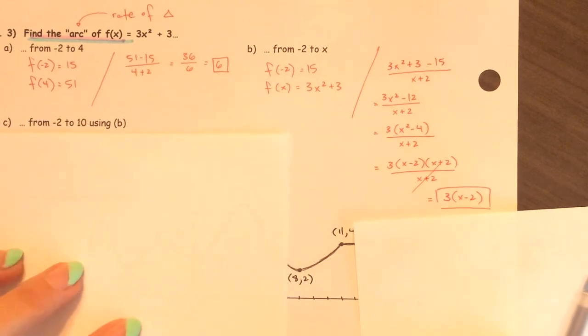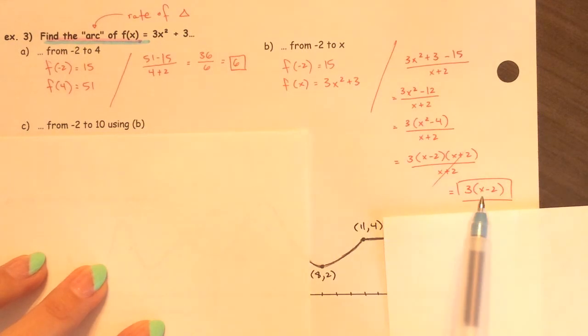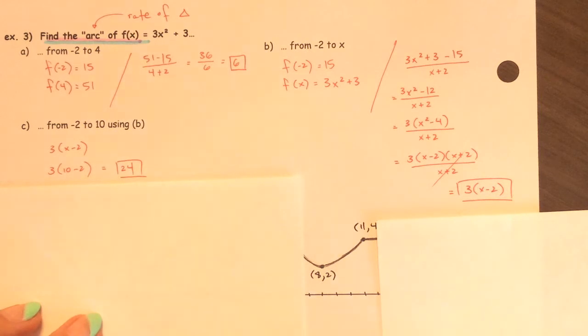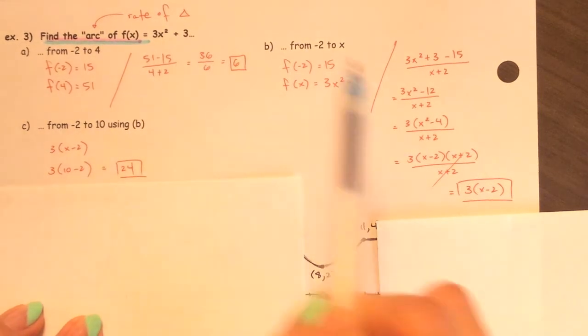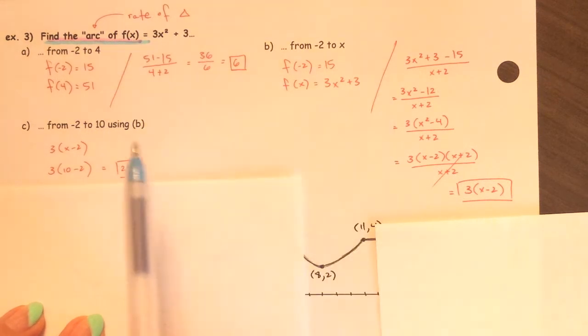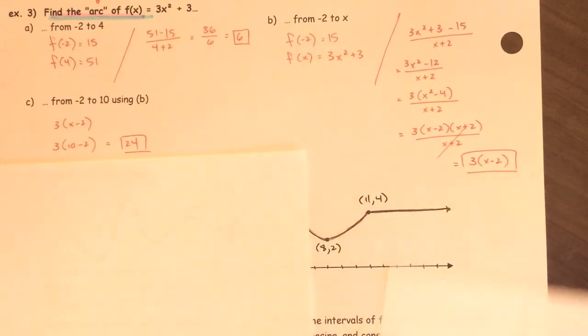So this one says, okay, what about -2 to 10? Okay, using this, I can plug in and I get 24. So I don't have to do the slope formula anymore because now I have this formula from -2 to any number, and I can just plug the 10 into that any number, okay? So a little different ways of thinking about it, like stuff that you know, like I said, but a little bit different. Okay, so then the next part has this beautiful picture.